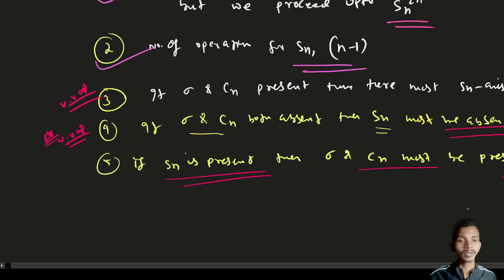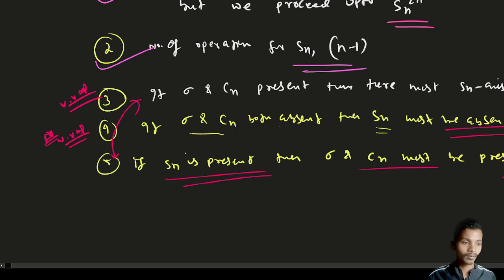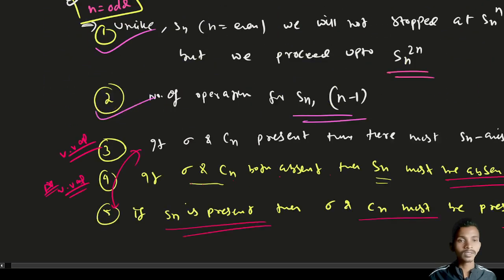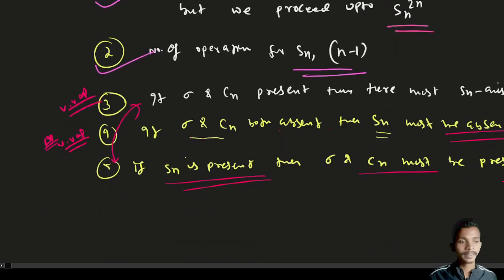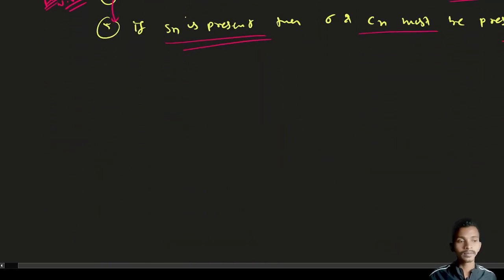But for the case of n odd, if these are absent, then Sn is also absent. And if this is present, then this is also present. This is the same point, vice versa. Okay, so this is all about the Sn axis, and I think it is fine to discuss up to this, and we will proceed with the examples in the next class.